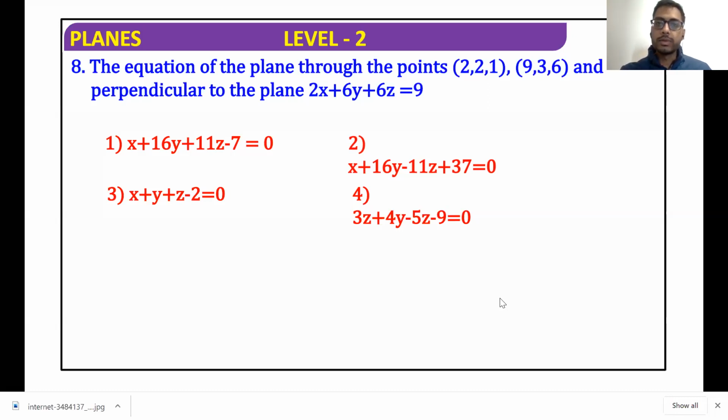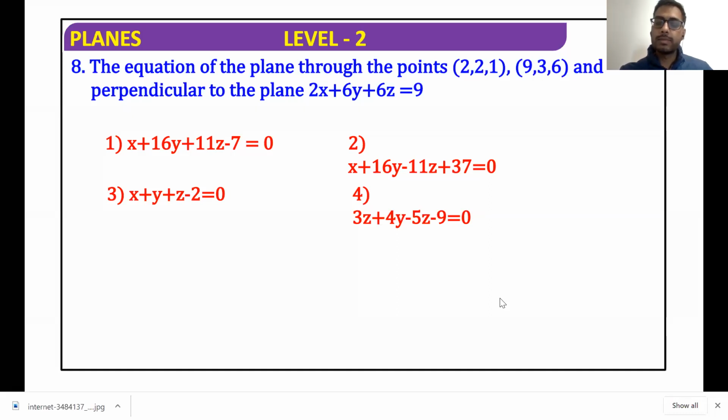So we know that if the two planes are going to be perpendicular, the value of cos of theta is going to be 0. Therefore, I can use my formula a1 a2 plus b1 b2 plus c1 c2 is equal to 0. Consider your first option, which is x plus 16y plus 11z minus 7 is equal to 0. Here your a1 value is 1, b1 value is 16, c1 value is 11. And the plane which is 2x plus 6y plus 6z is equal to 9. From there we can get your a2, b2, c2 values as 2, 6 and 6.